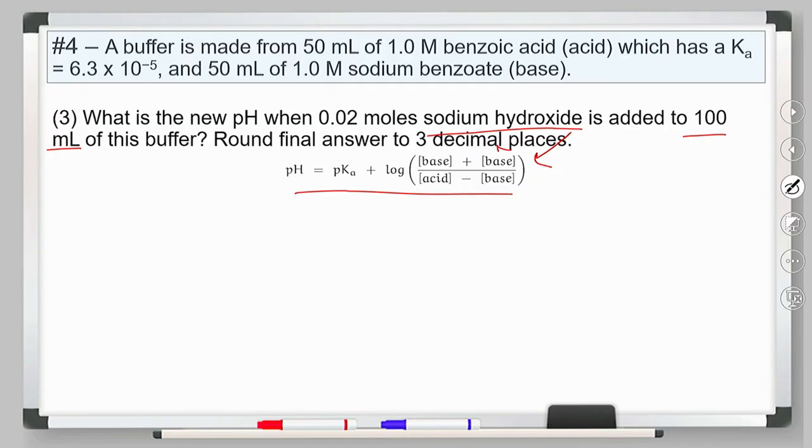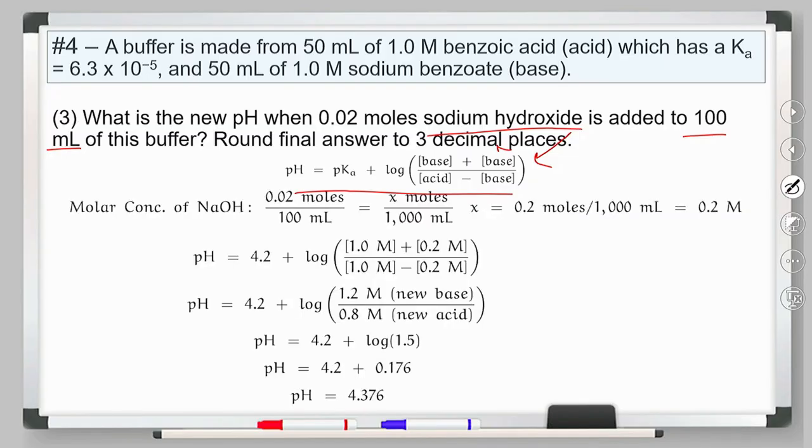All right, so let's set that up. The whole trick to this one was that our 0.02 moles was in 100 milliliters. So let's express that per liter, or per 1,000 milliliters. So 0.02 over 100 is equal to X over 1,000. That converts it to 0.2 moles, and since that's 0.2 moles per 1,000 mL, that's 0.2 molar. So this amount of sodium hydroxide is equivalent to that concentration of sodium hydroxide.